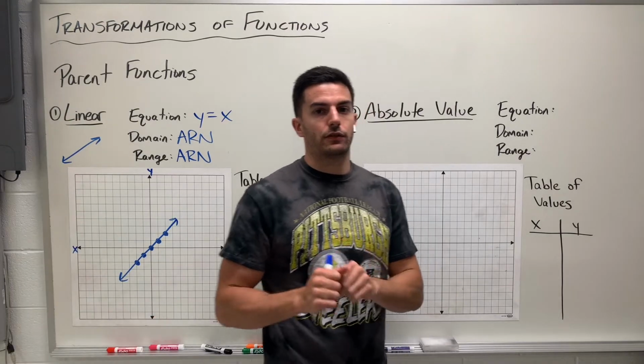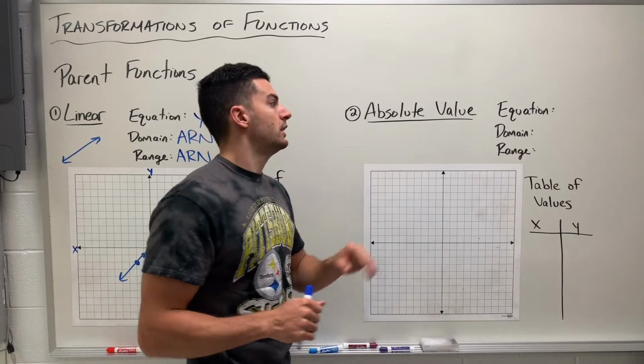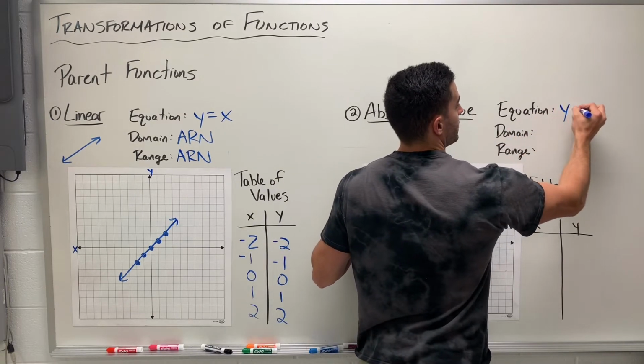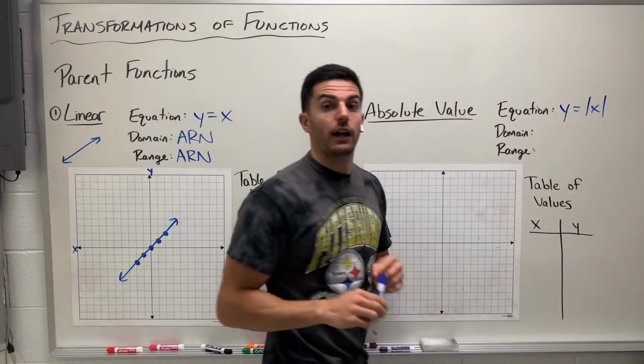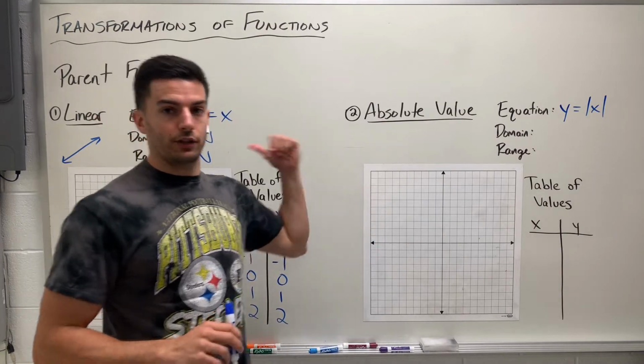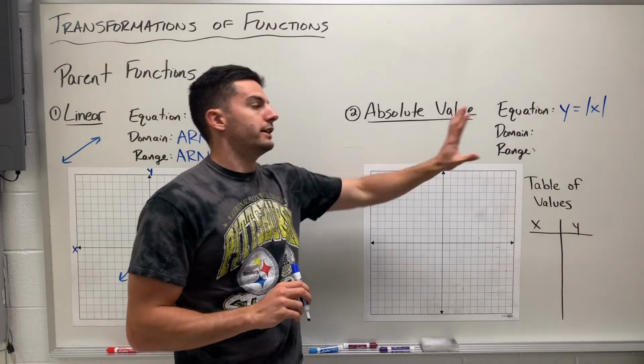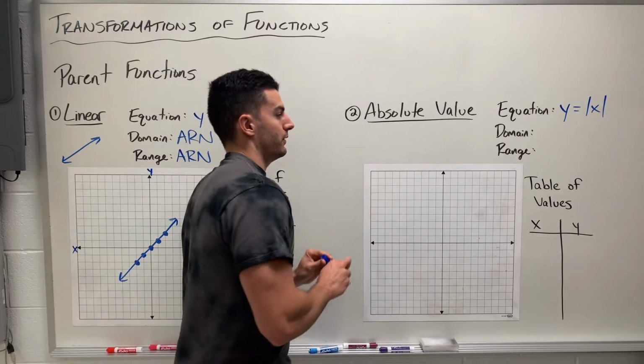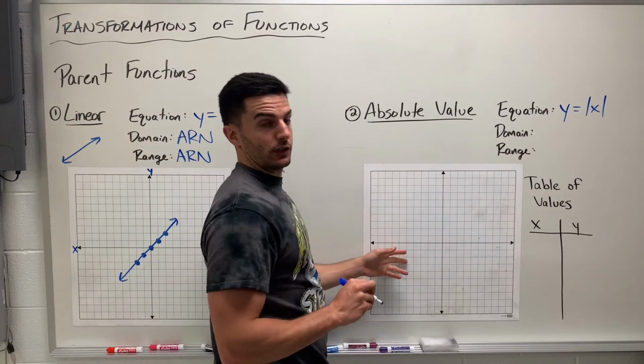Number 2, absolute value. What's an absolute value equation? So the absolute value, kind of the standard equation, would just be y equals the absolute value of x. Okay, so not too different than the linear equation, but it's just the absolute value of x. And that's going to change things just a little bit. Let's get the table of values in there and just see what this graph would look like.